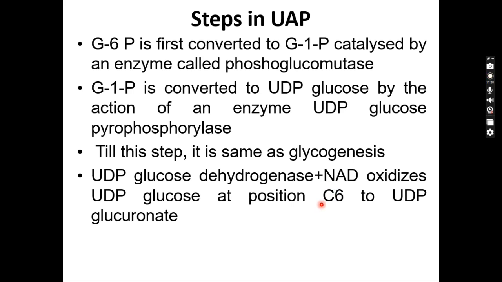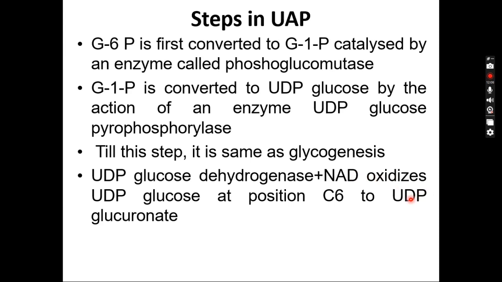Then this UDP glucose will be converted to UDP glucuronate. Okay, after an oxidation reaction that is catalyzed by UDP glucose dehydrogenase in the presence of NAD as the cofactor. This NAD is the one that is receiving the electrons. It's acting as a recipient of the electrons in this oxidation reaction.